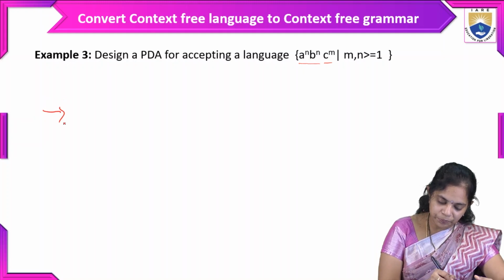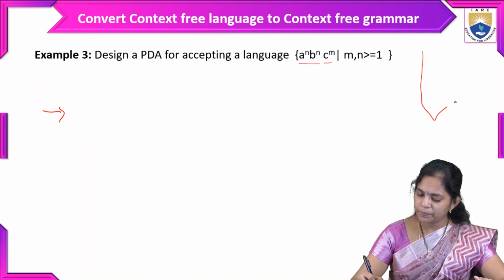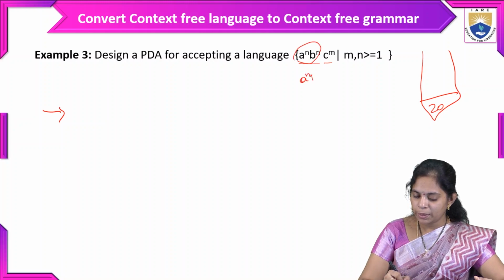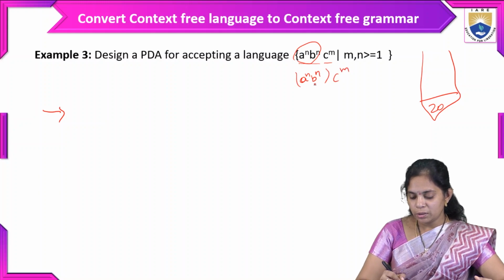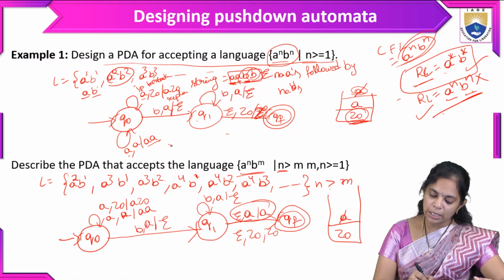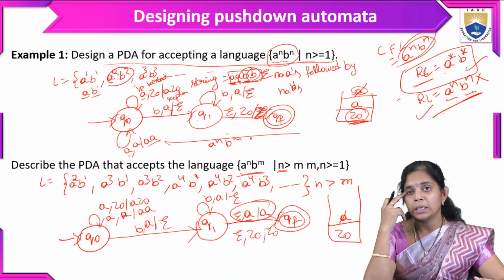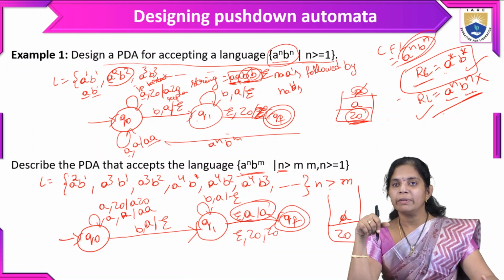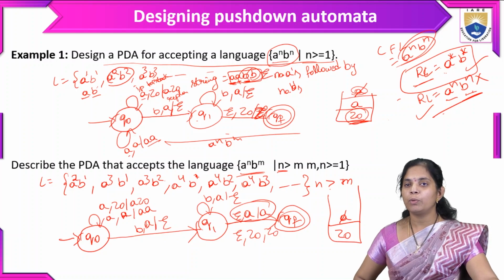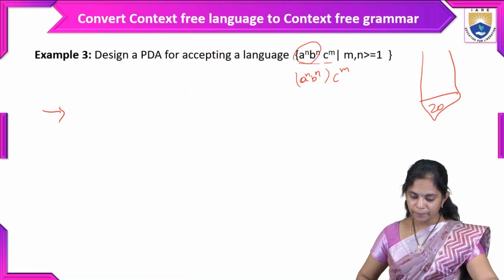So first, we need to tell the logic. Here initially it is Z0, and we need to divide it like this: A power n and B power n, which is followed by C power n. A power n, B power n, we already discussed how to design. What the logic is, whenever we are reading the A value, we need to push the A values into the stack, and whenever we are reading the B value, we need to pop the A values from the stack.